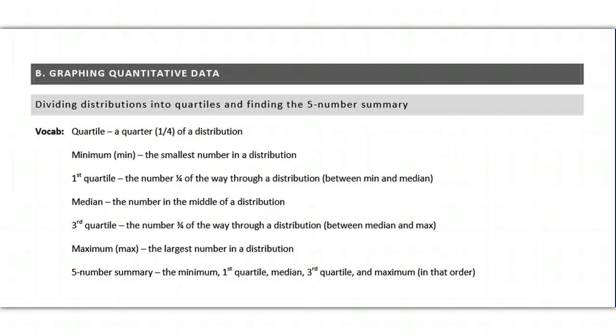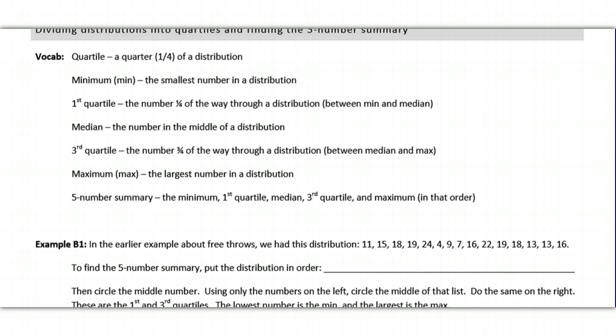Next section, we're going to look at graphing quantitative data. And we're going to start out, before we actually start making any graphs, by dividing distributions into quartiles and finding the 5-number summary. First vocab term we have is a quartile. Now, a quartile is a quarter or a fourth of a distribution. So if you break any group into the first fourth, the second fourth, the third fourth, and the fourth fourth, each of those represents a quartile.